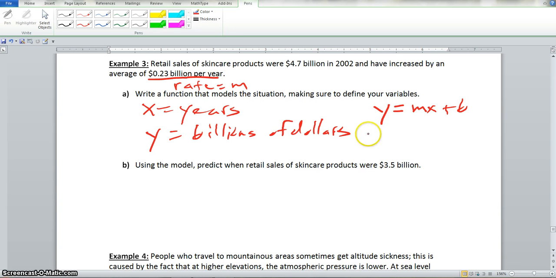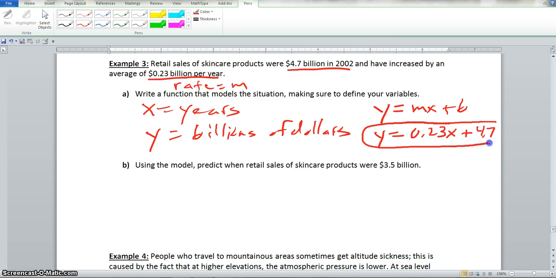Now we need to substitute. We have y is equal to, our m is this rate of change here, which is 0.23. We don't have to write billions of dollars because y is already assumed to be in billions of dollars. So it'd be 0.23x plus, now remember, you started off with 4.7 billion in 2002, so that 4.7 will be your y-intercept. So this right here is your answer.